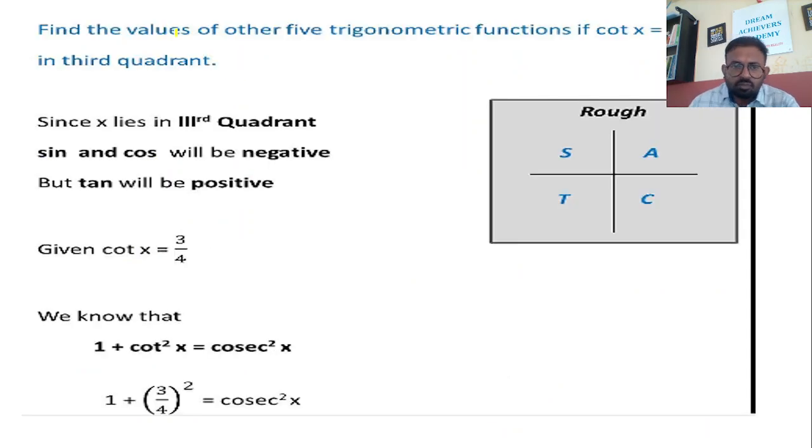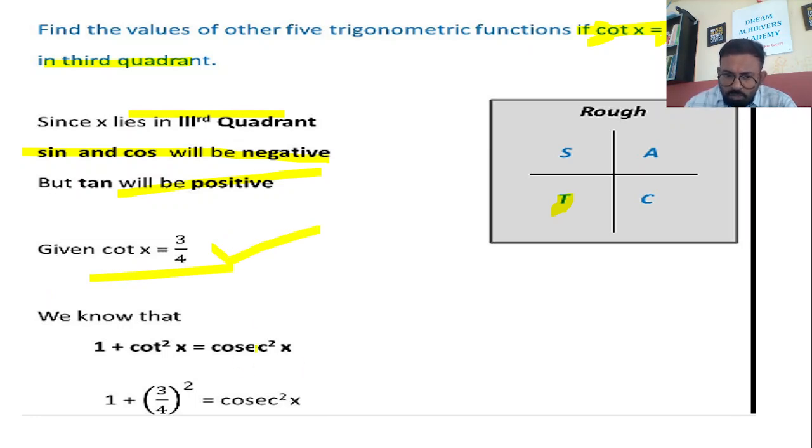Next, same type of problem. They have given here now cot x is 3 by 4, where x lies in third quadrant. So third quadrant means tan and cot are positive, remaining all are negative. That is very important. So you should think that. Now sin x and cos x will be negative, but tan will be positive in third quadrant. We know that. That's why cot x they have given. Let us use the value 3 by 4.